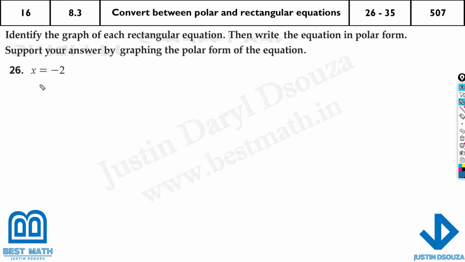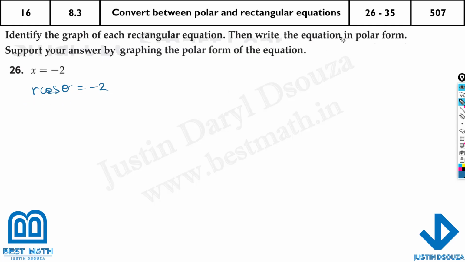Here they have given you a rectangular coordinate. You need to write the polar form. So what is x equal to exactly? That is r cosine theta, whereas if it was y, it's r sine theta. So r cosine theta is equal to minus 2.